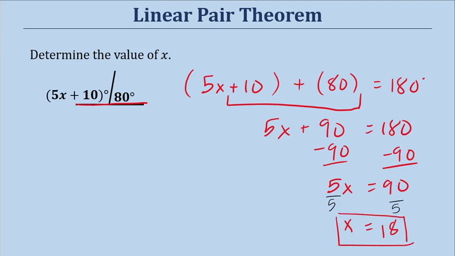The answer to this problem is that x equals 18 because that's what it wanted. If I wanted the angle, I wouldn't have had to go to this much trouble. 180 degrees is the whole line, and if this is 80, this one has to be 100. So the angle value is 100.